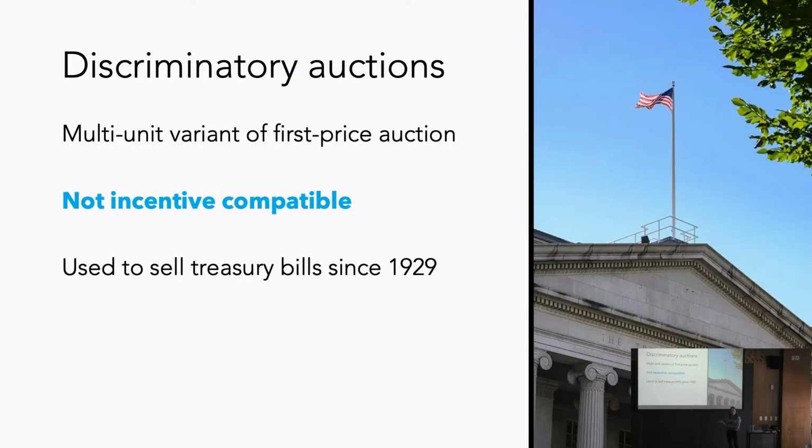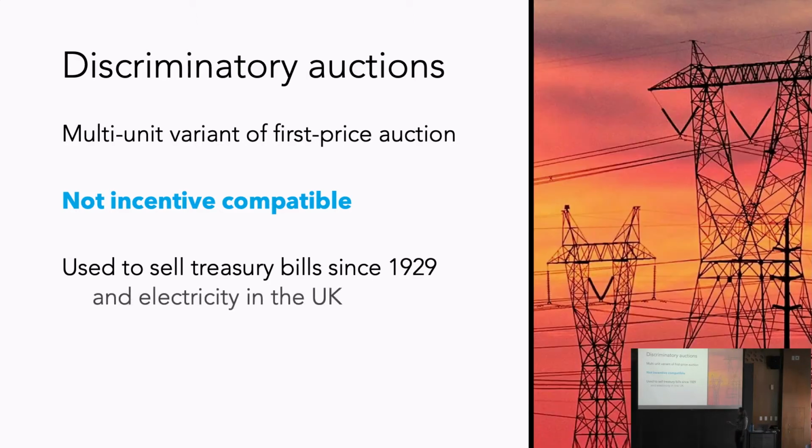Okay, so we saw the first price auction is not incentive compatible, and first price auction is kind of like the most basic auction you can think of, and we see it around us in the real world all the time. There are also non-incentive compatible mechanisms that are used in the real world, such as the discriminatory auction, which is basically a multi-unit variant of the first price auction. So there's not just one item for sale, but there are multiple identical goods for sale. This is not incentive compatible, but it's been used to sell treasury bills in the United States for decades. And it's also used to sell electricity in the United Kingdom.